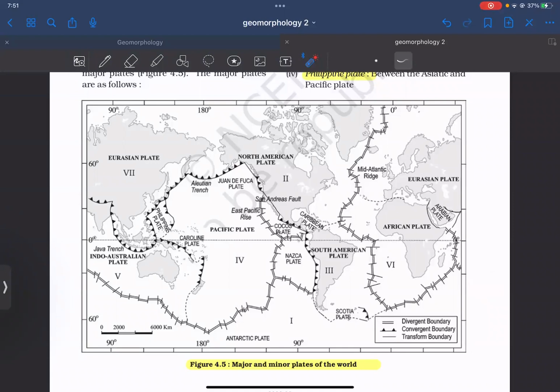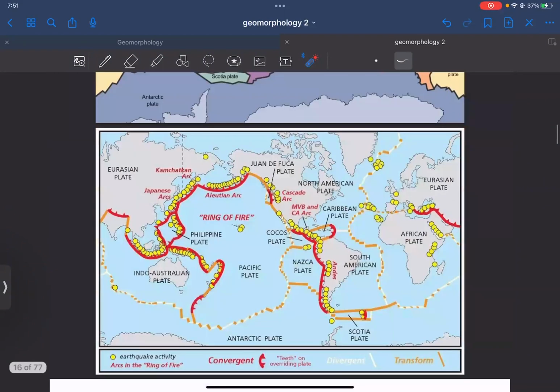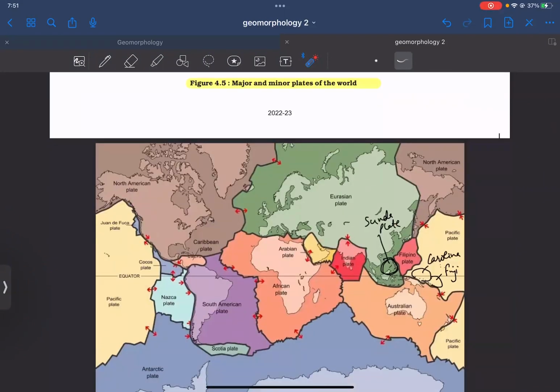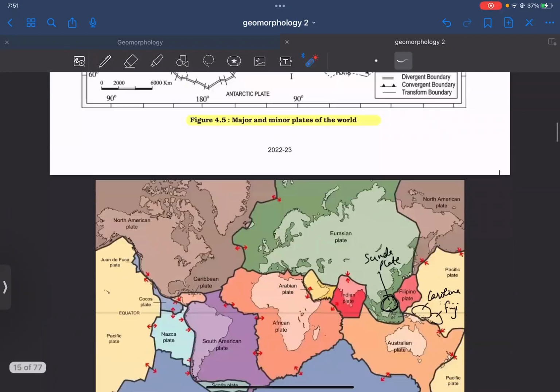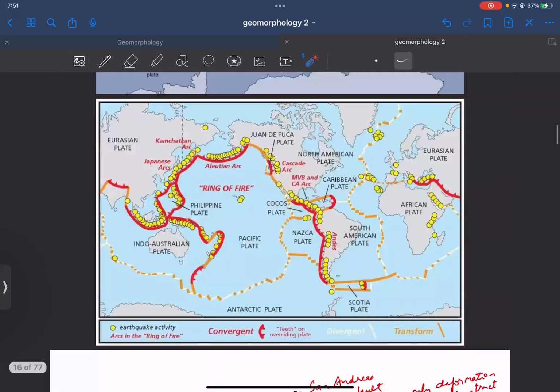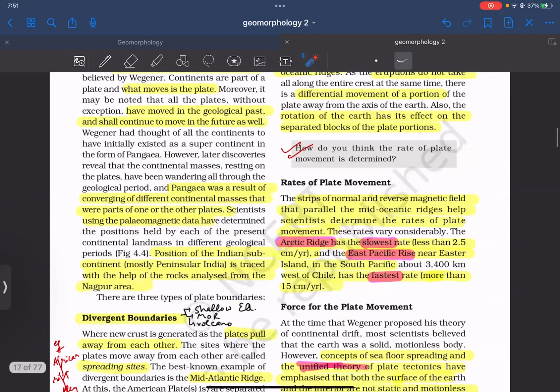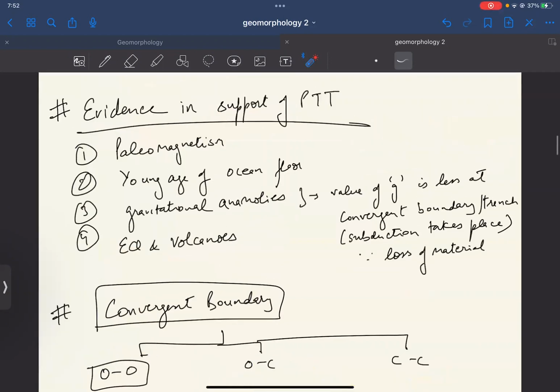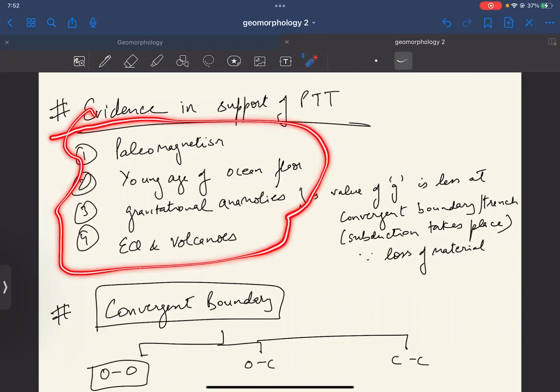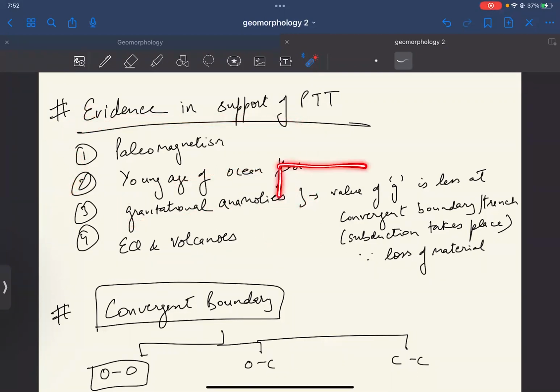This is the NCERT map. And also you need to remember what kind of movement is taking place. So let's have a look at that. The kind of interaction that is taking place along the margins, convergent interaction. First of all, you need to just mug it up. Evidence in support of plate tectonics: paleomagnetism, young age of the ocean floor, gravitational anomalies, earthquakes and volcanoes. All this shows that plates are moving and interacting. Gravitational anomalies are nothing but along the trenches area.